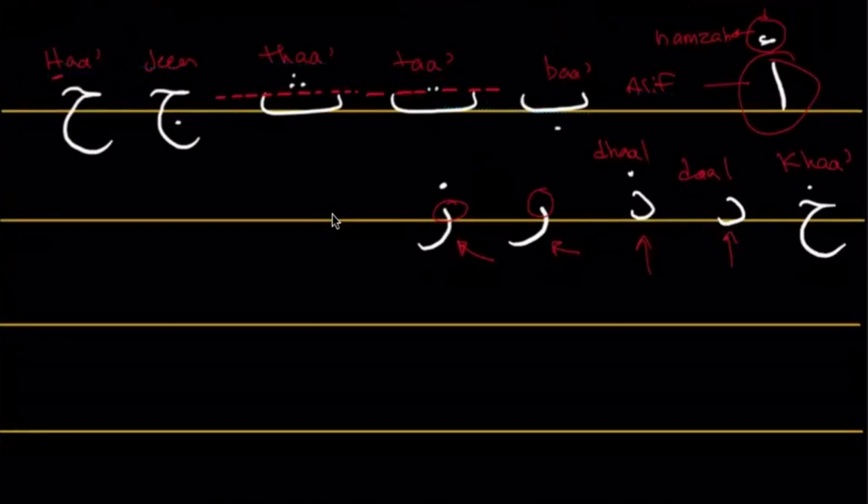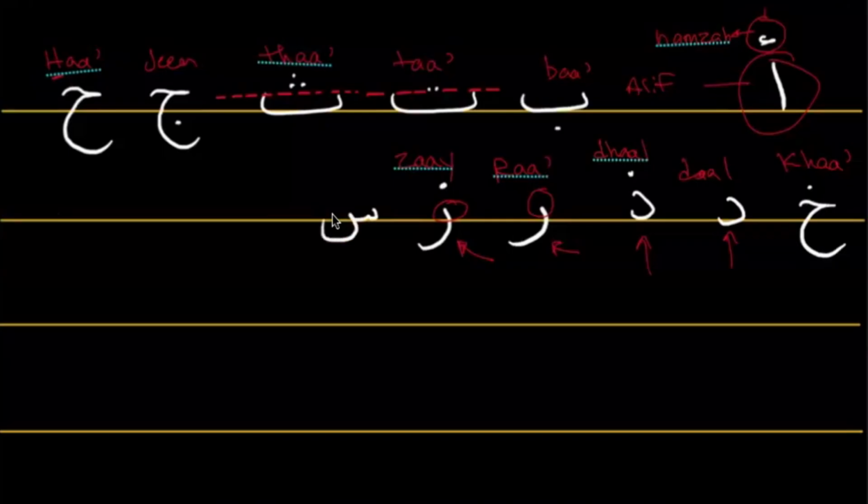So Ra, Zay, Seen, Sheen. What do you notice here? Notice that Seen and Sheen have three teeth. The first two teeth are closer together than the second and third teeth.